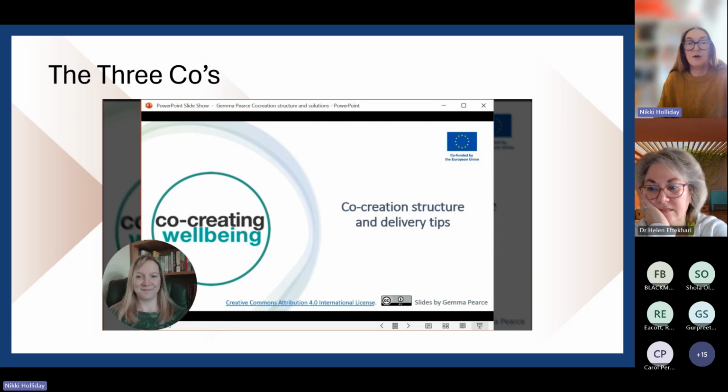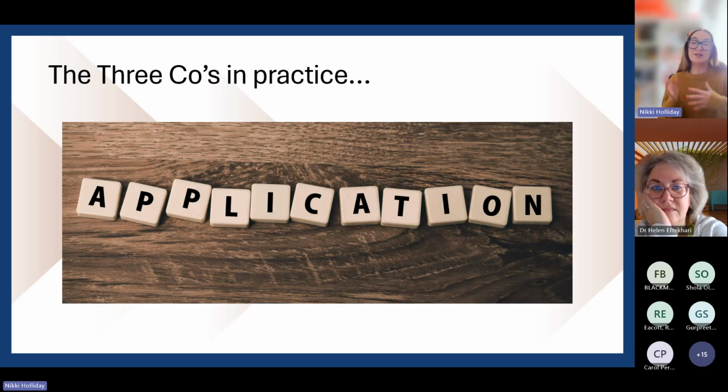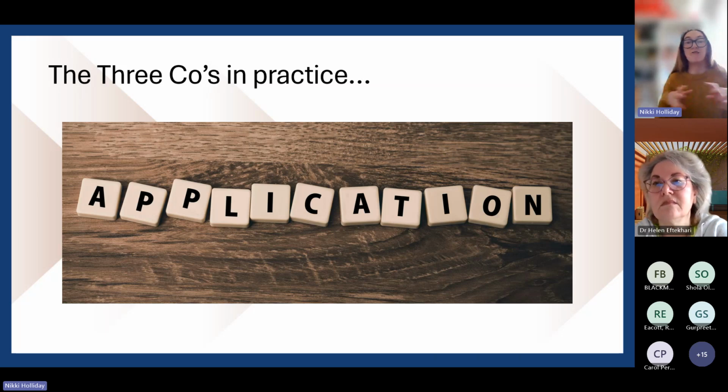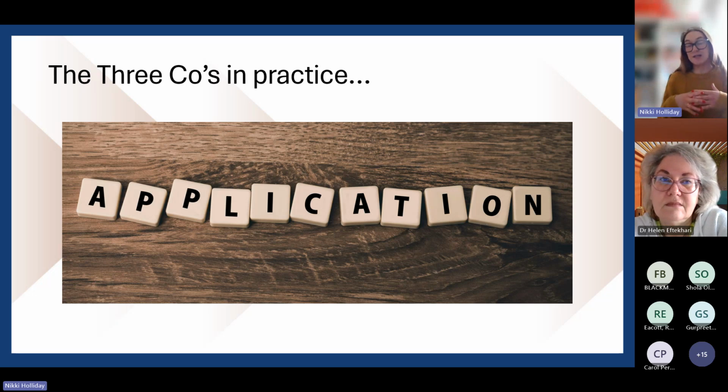Okay, let's move on. So that was just a summary from Gemma on the 3 COs framework and how that can help frame any co-creation work that you do within research or practice. So given that, let's move on to seeing how 2 different people have used the 3 COs framework in the real world for their research.